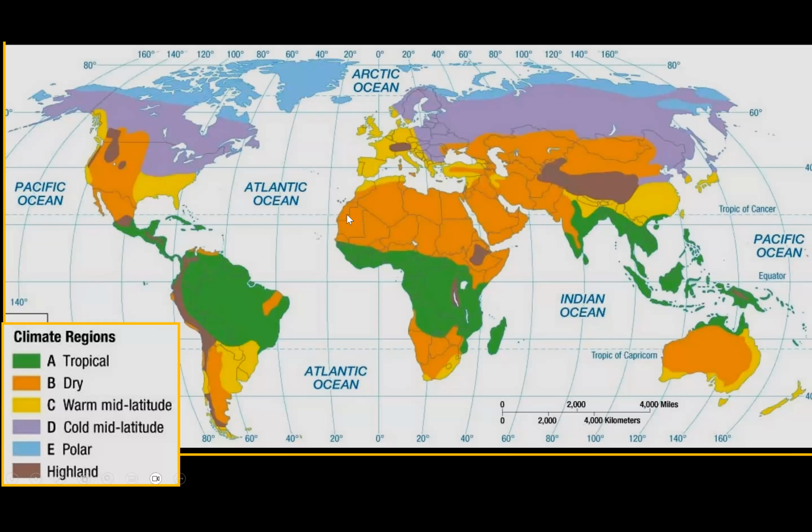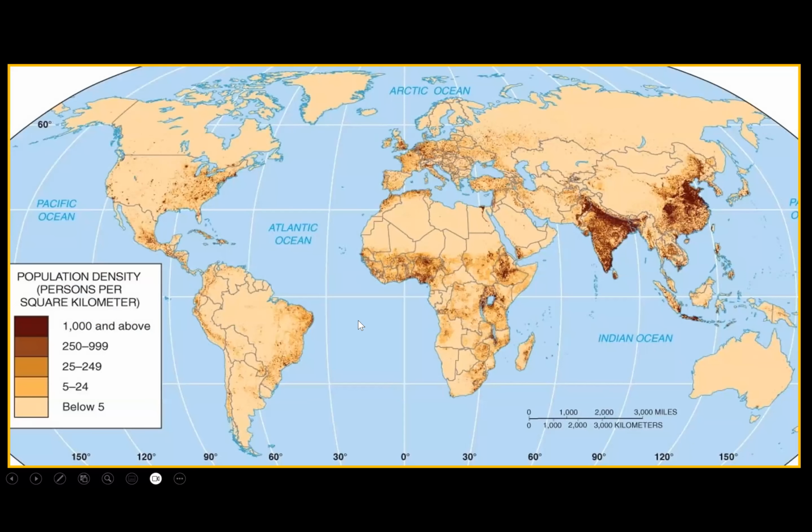This is global climates. The green is tropical, generally wet. We talked about that with physical geography. Then we have dry climates, like the Sahara Desert down here in South Africa, etc., and much of Australia. And then mid-latitude ones, etc. So we can see kind of a pattern of these different climates. And then look at population.